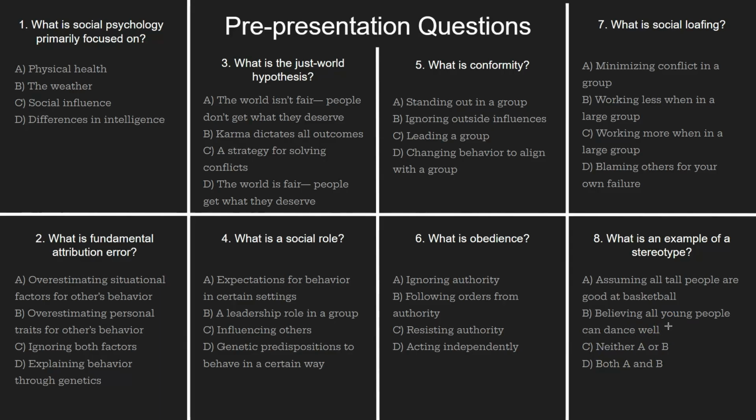They are, what is social psychology primarily focused on? What is fundamental attribution error? What is the just world hypothesis? What is a social role? What is conformity? What is obedience? What is social loafing? And what is an example of a stereotype?